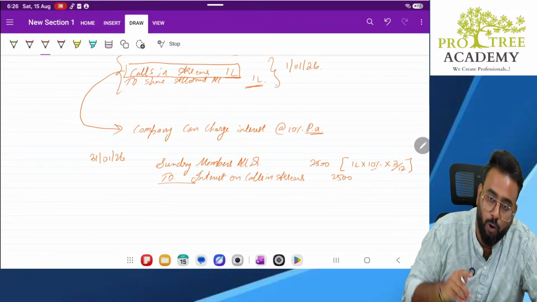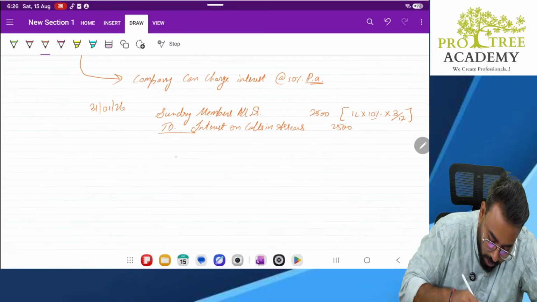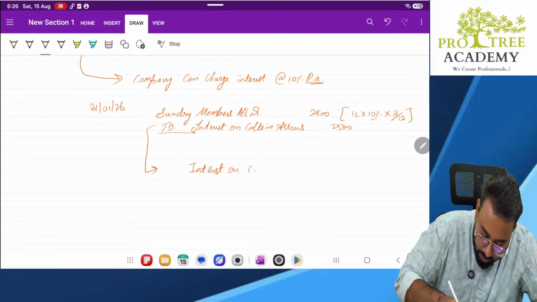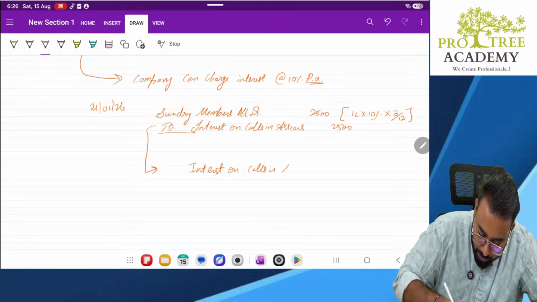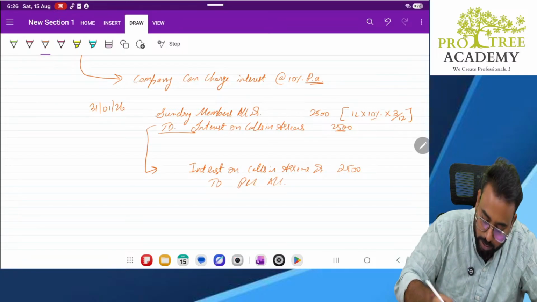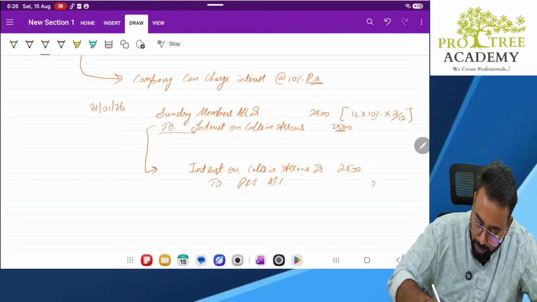Now this will go to P&L account. So what is the entry to shift it to P&L account? Interest on calls in arrears account debit 2,500 to P&L. So this account is closed and the amount is shifted to P&L account.